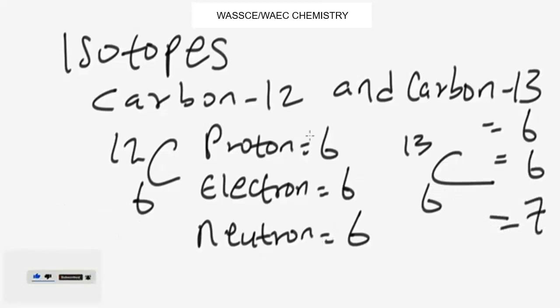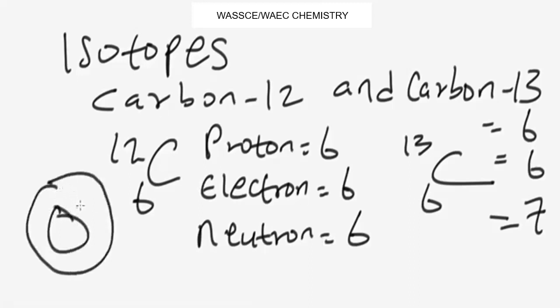Now if you want to draw the structure of this carbon atom, as we all know, carbon is made up of 6 protons. So this is a nucleus. The nucleus contains the proton number and the neutron number. The electrons revolve around the shell. This is the first shell, and this first shell normally contains a maximum number of 2 electrons. It doesn't exceed 2 electrons.